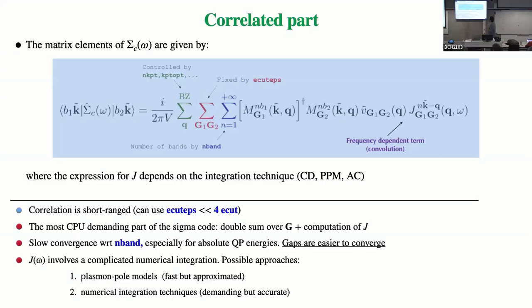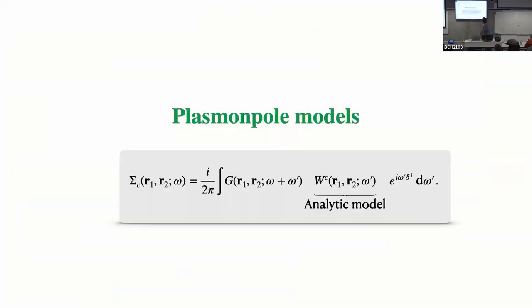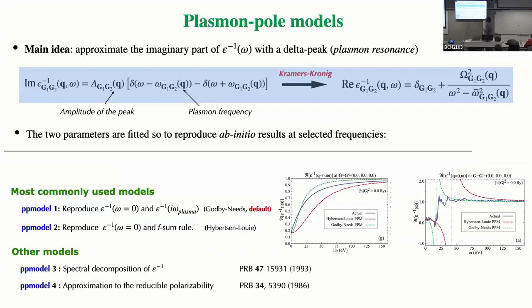The other techniques rely on a numerical integration of the convolution. But in this case, we need the polarizability as a function of omega, both along the real axis and the imaginary axis. So they are way more expensive than the plasmon pole, but they are also more accurate. So now I'm going to discuss in more detail this plasmon pole stuff. I think it's important and there are advantages and drawbacks.